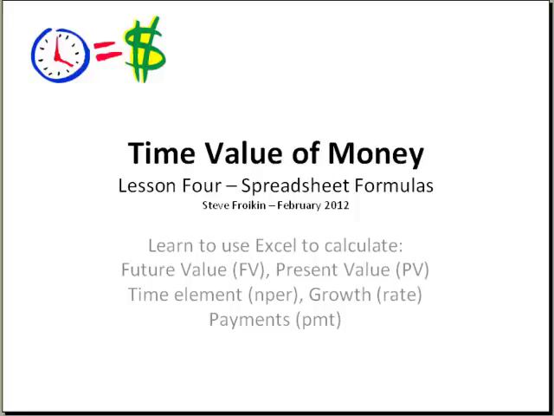So, what I'm going to cover are 5 basic calculations that we covered in the previous lessons. Future value, present value. The time element, which is called NPER in Excel for number of periods. The growth rate and payments for multiple payment transactions. There is a method for calculating each one of these.